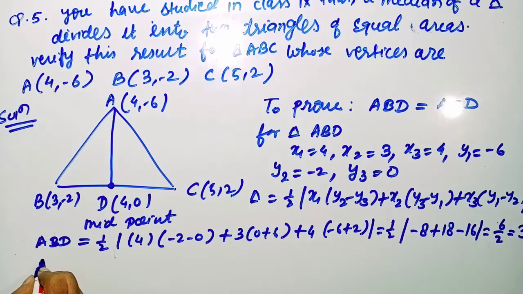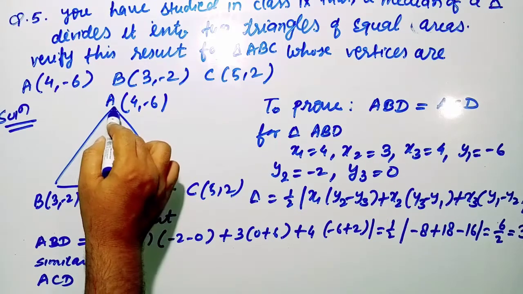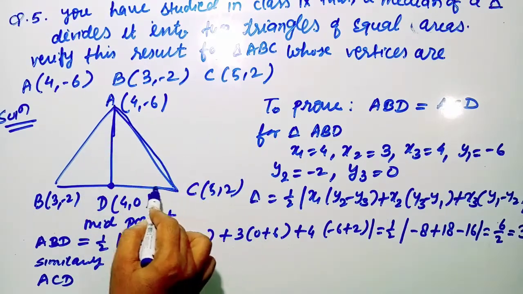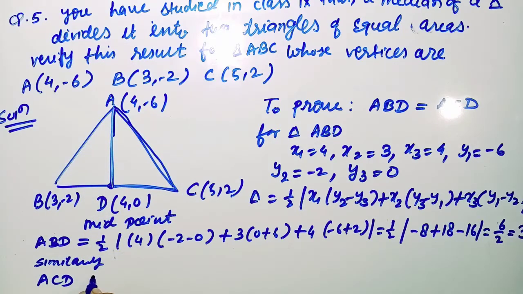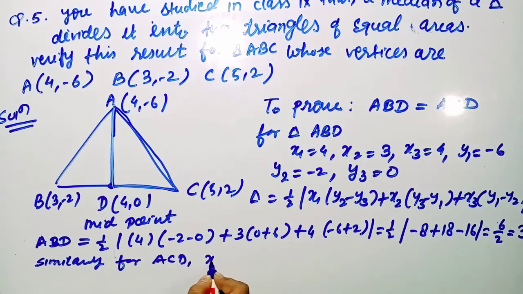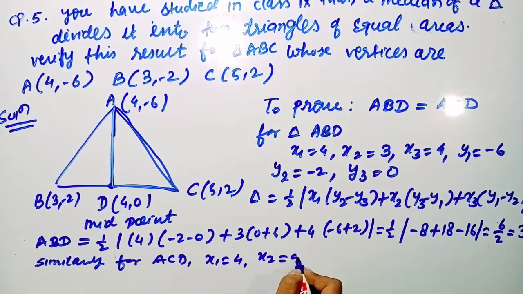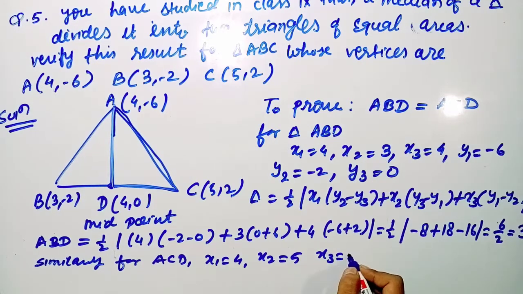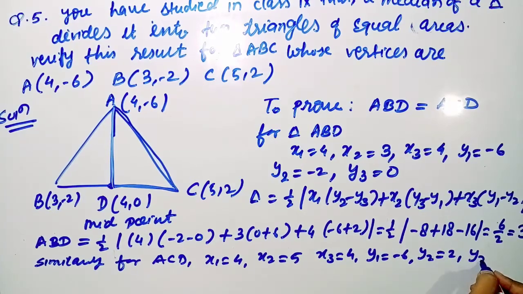Now for triangle ACD, we will again note the points x1, x2, x3 and y1, y2, y3, right students, because earlier we have studied how to find the area of a triangle. So for triangle ACD, x1 will be 4, x2 will be 5 and x3 will be 4, y1 will be −6, y2 is 2 and y3 is 0, right students.